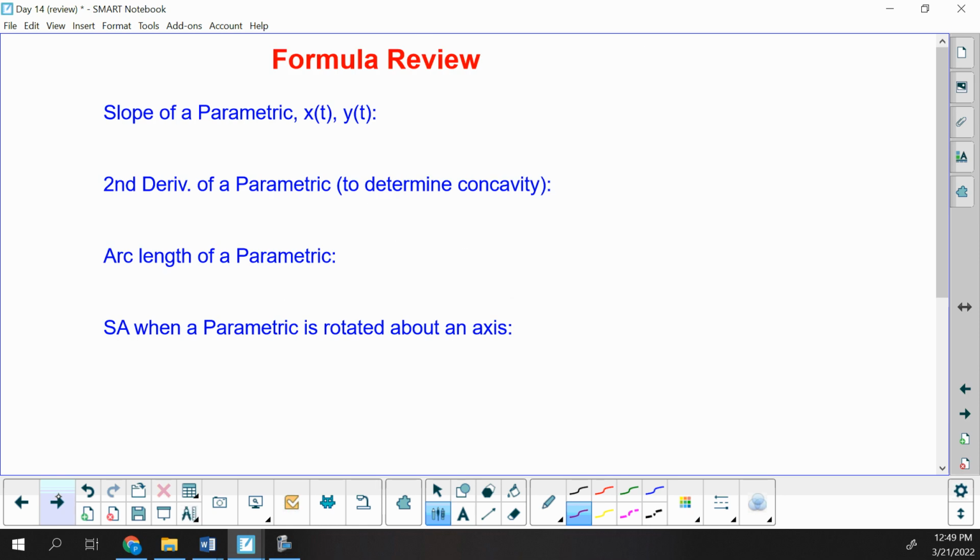All right, so let's go in our notes packet. This unit was very formula based, so we're going to run through all of the formulas so that you have them on 2 consecutive pages in the notes packet.